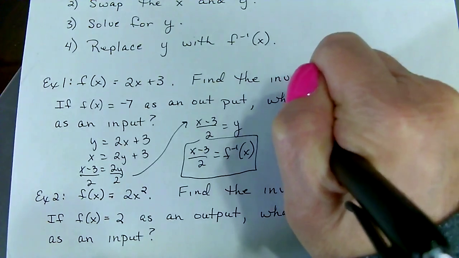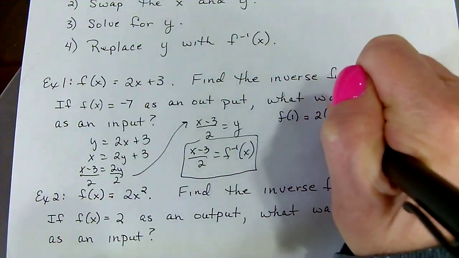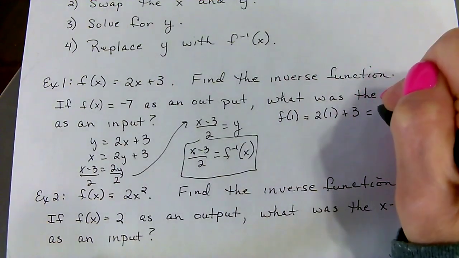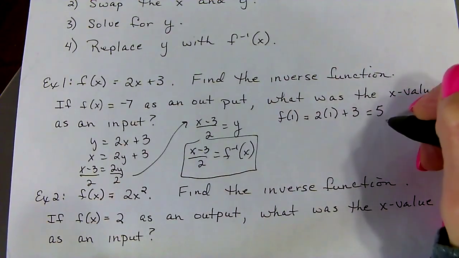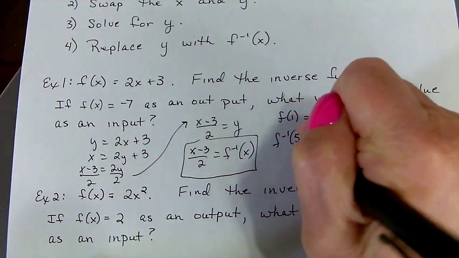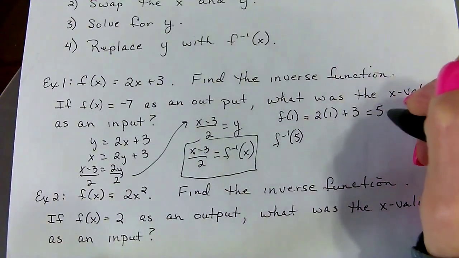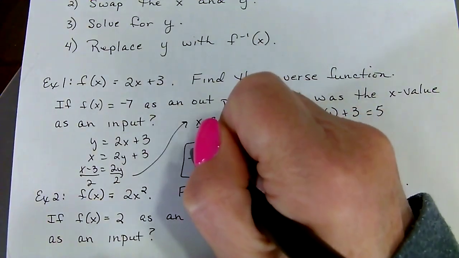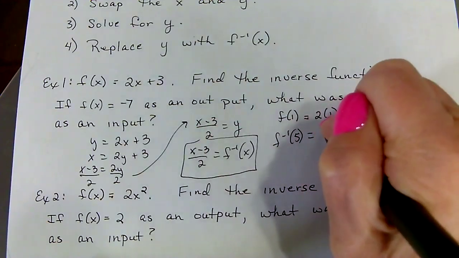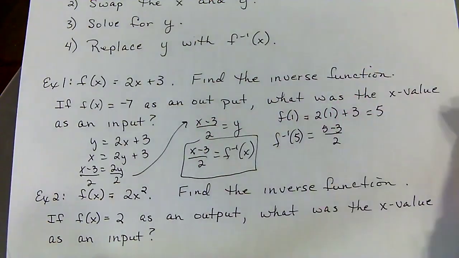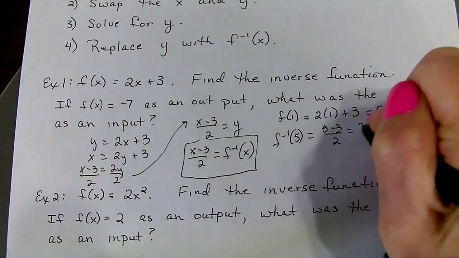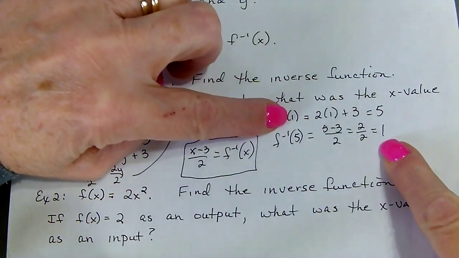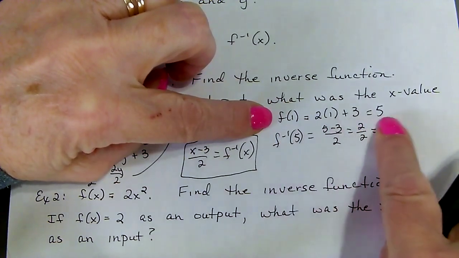Well, if you do f of 1, then that means you're taking 2 times 1 and you're adding 3. Well, 2 times 1 is 2 plus 3 is 5. Okay, I'm going to use this and plug it into my inverse because the output of this function was 5. So I'm going to put 5 into my inverse. So I come over to here and it says 5 minus 3 divided by 2. Well, 2 divided by 2 is 1. Notice that was what you plugged in. So when you put in 1, you got a y value of 5.